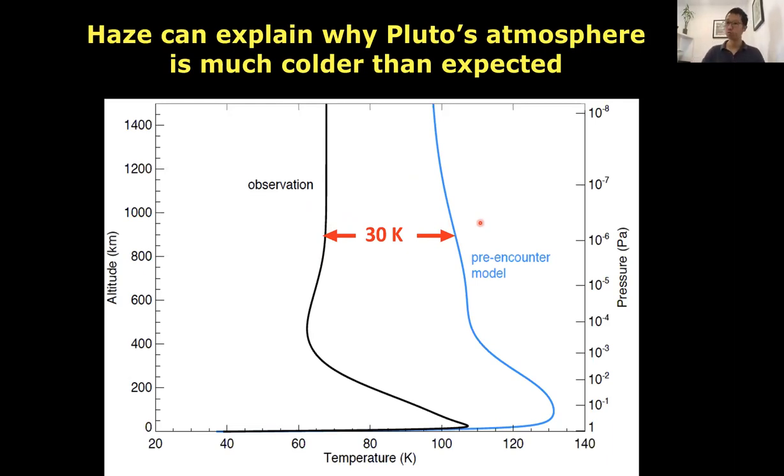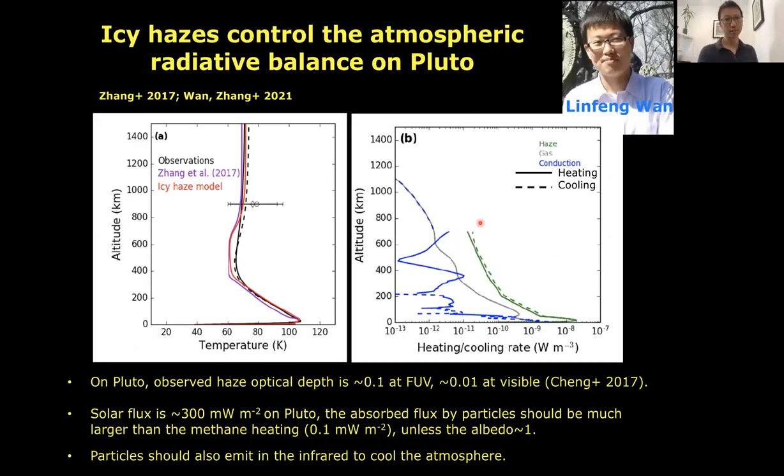And if you search all of the gases we measured and you try that in your radiative transfer model, you find out there's no way you can explain it. And what we proposed is those icy hazes. Well, we originally proposed hazes. Now, because we know it's ice, we try icy hazes, so those icy hazes should control the atmosphere radiative balance on Pluto.